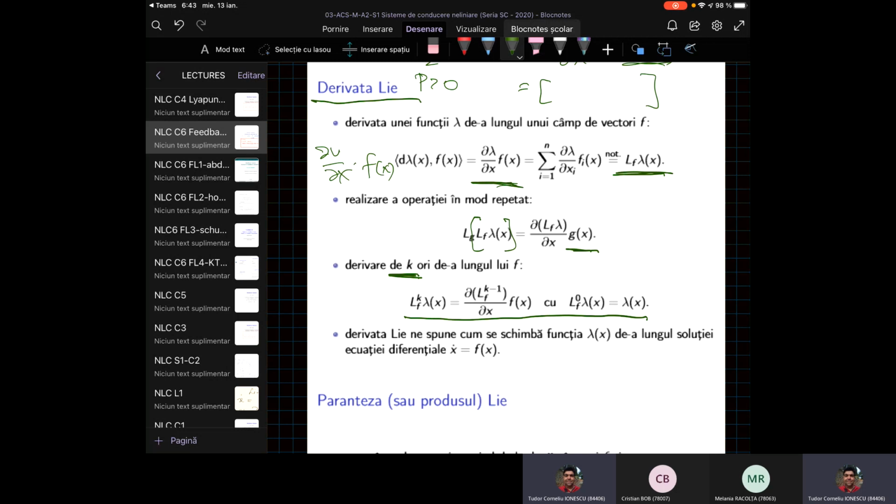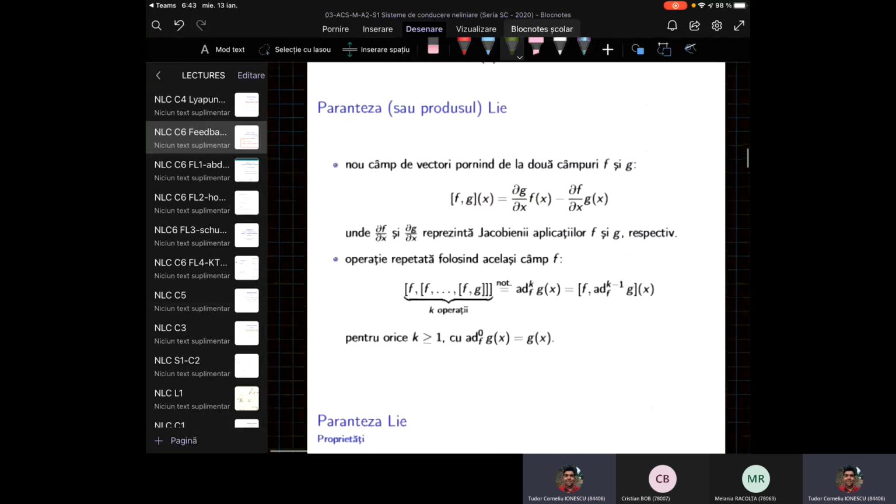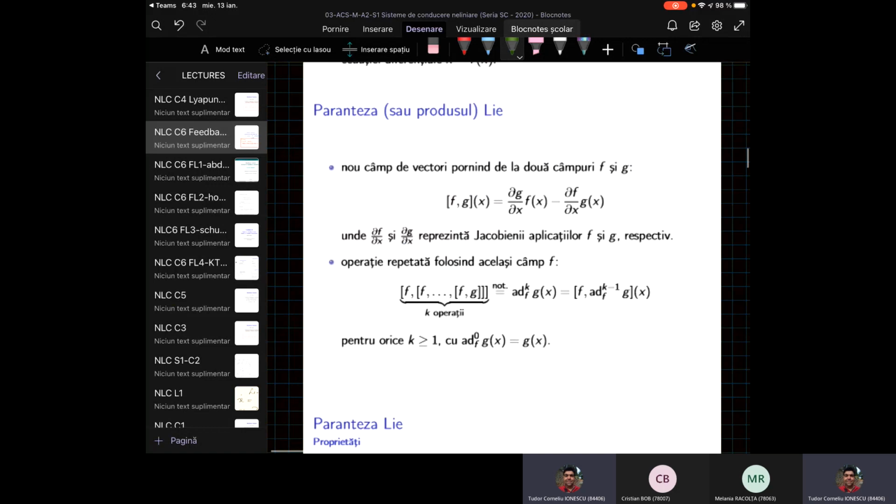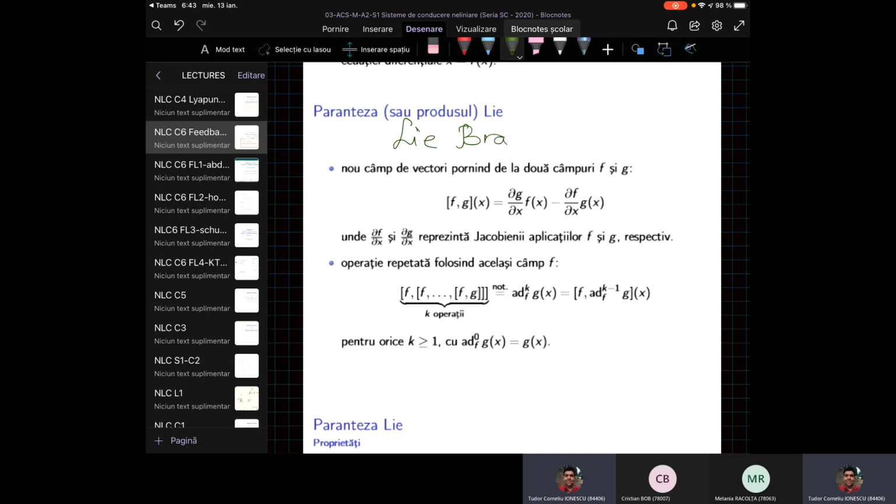Okay, so these are all ingredients, and another ingredient is the so-called Lie bracket. In English, you call this the Lie bracket. Note that df dx and dg dx are the gradients of f and g with respect to x. Note that you have the minus sign here.